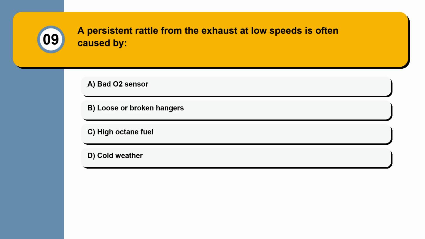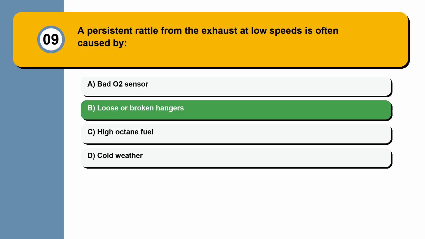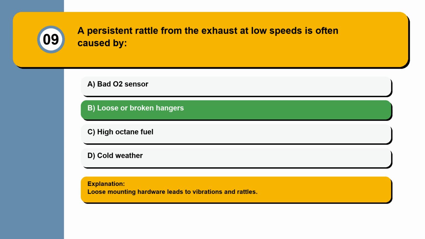Question 9. A persistent rattle from the exhaust at low speeds is often caused by a bad O2 sensor, loose or broken hangers, high-octane fuel, or cold weather. Loose mounting hardware leads to vibrations and rattles.